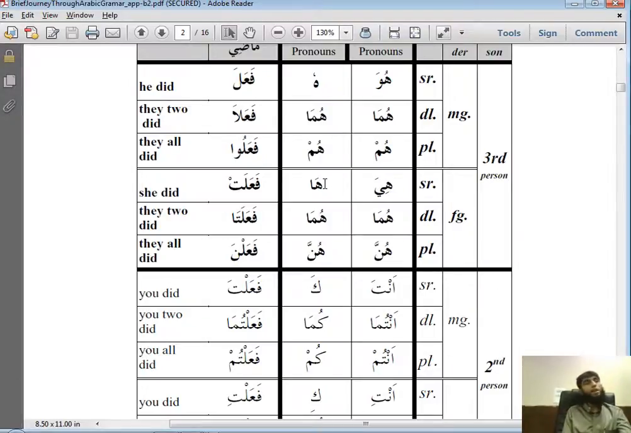And when we are looking at the verb, think about what tense it is. Is it past or present? And also think about who is the doer of the verb. And we can put the doer of the verb in these categories. Is it the third person, second person, first person, male, female, singular, dual, or plural?